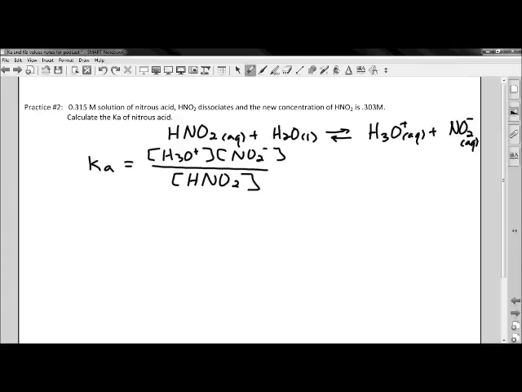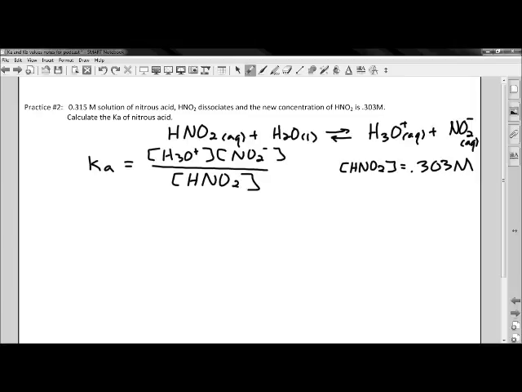Now, let's write down some of our givens. What are we given here? Well, we're given the solution of nitrous acid at the beginning, and we're given the new concentration. So, we know our new concentration of HNO2 is 0.303 molar. We like that. All right, so I'm also given the old one, which we don't plug into Ka. So right now, we don't have the hydronium ion concentration or the nitrite ion concentration. So how do you figure it out?